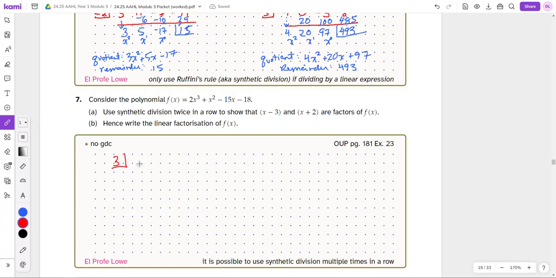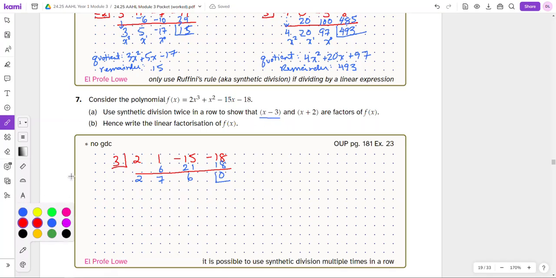I'm going to be using a 3. My coefficients 2, 1, negative 15, and negative 18. All right, bring down the 2, multiply, add, multiply, add, multiply, add, and if that remainder is 0, then I know that x equals 3 is a root, which means x minus 3 is a factor.